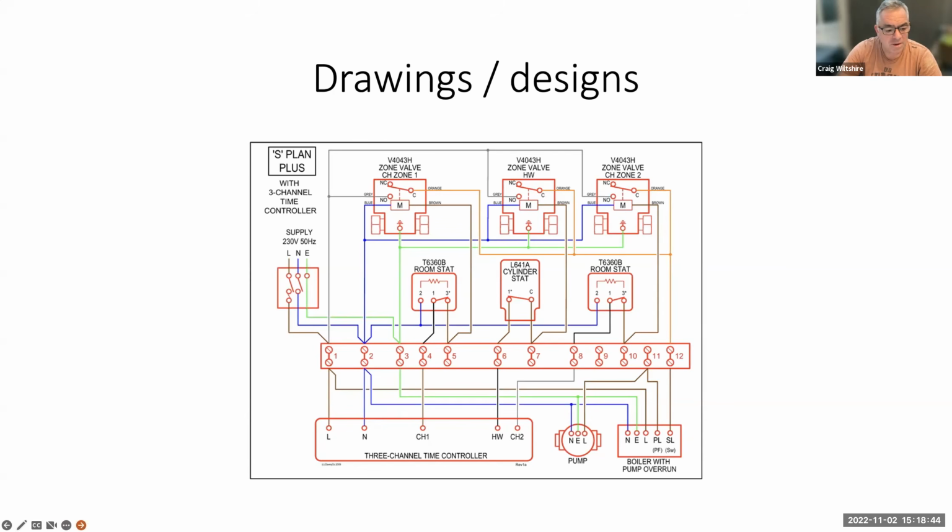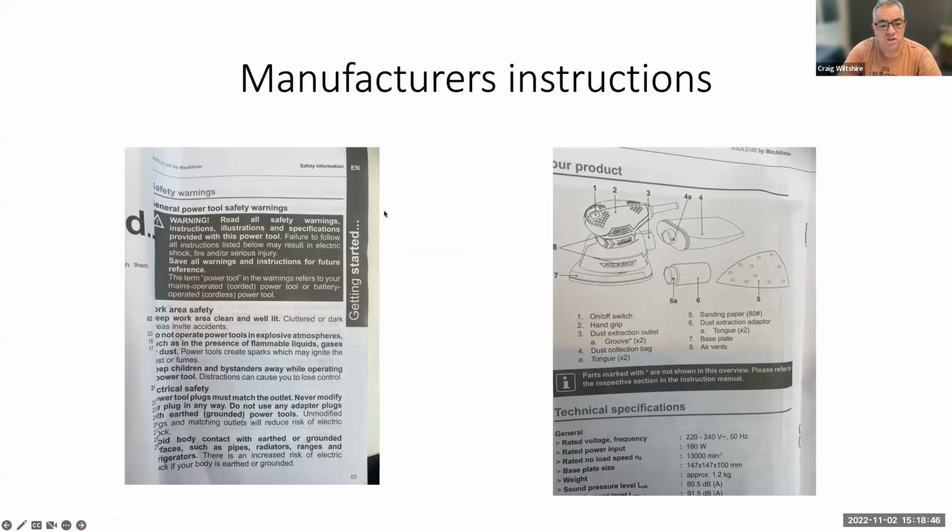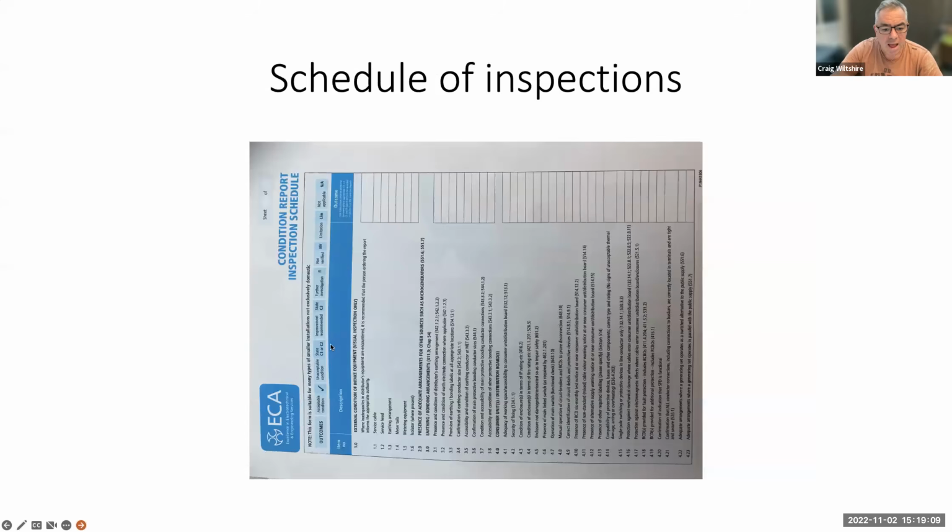Then we've got manufacturer's instructions. I just pulled these off a tool, a little sander, as examples of manufacturer's instructions. We can talk about why manufacturer's instructions are so important when replacing or repairing equipment: you don't want to void the warranty, and you need to fit it safely according to the manufacturer.